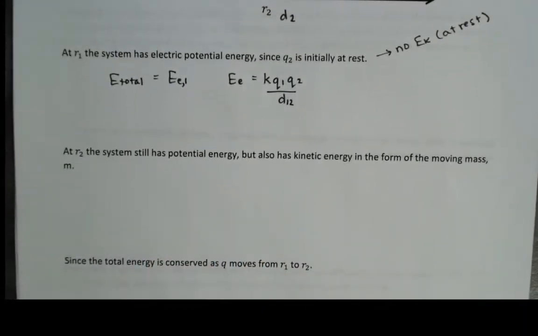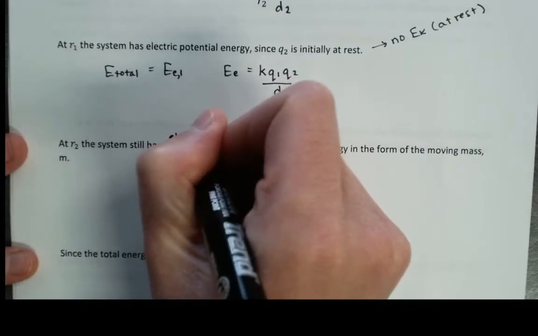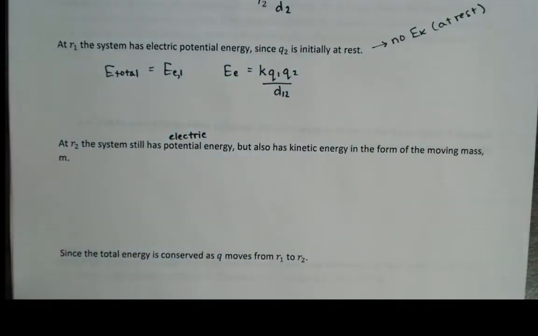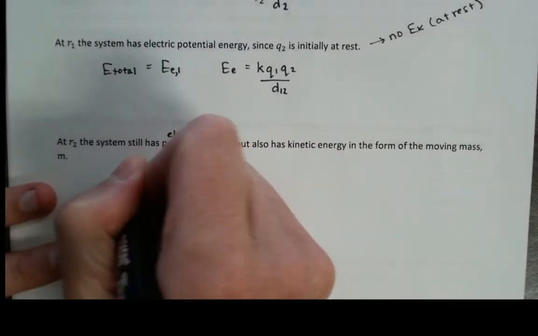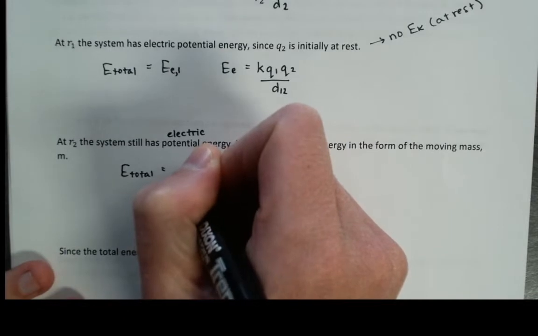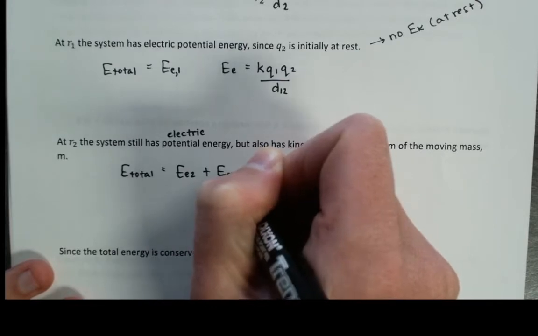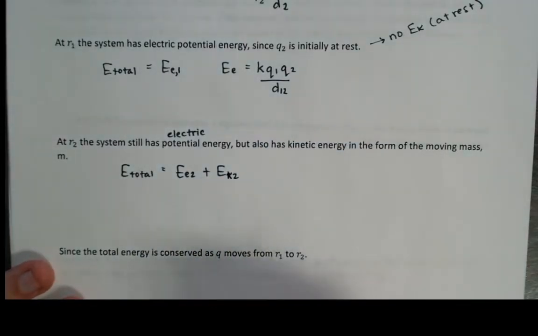Now, by the time we get to R2, there is still going to be electric potential energy, but there's also going to be kinetic energy in the form of the moving mass. So because Q2 is moving and Q2 would have some kind of mass, it now has kinetic energy because kinetic energy comes from things in motion. So the total energy is going to be the electric potential energy plus the kinetic energy at this second time, or time 2.